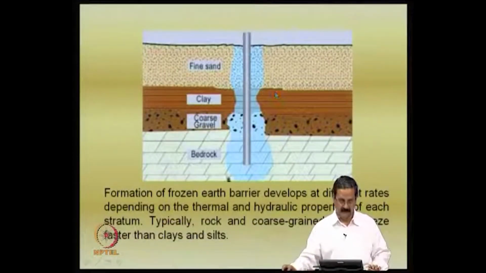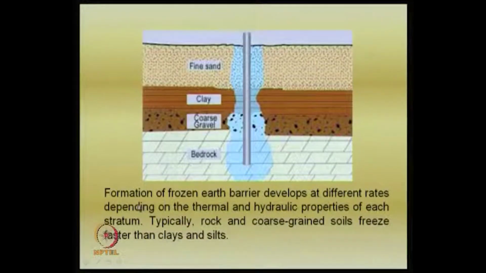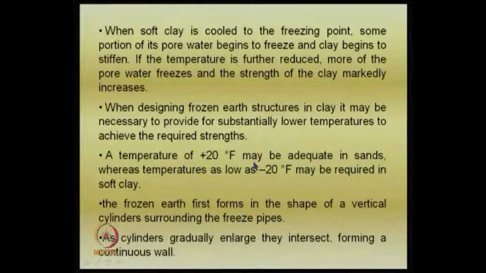This is a simple example: the formation of a frozen earth barrier develops at different rates depending on the thermal and hydraulic properties of each stratum. Say, for example, you have bedrock, you have quartz gravel, you have clay, you have fine sand. So, you have the barrier here that is developed next to the pipe or a shaft or whatever system. This is very important, it should be maintained.